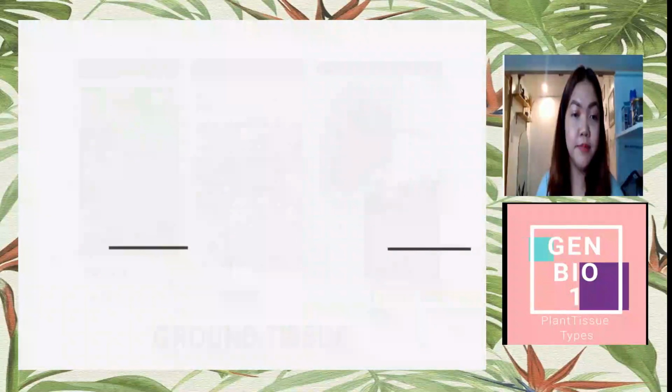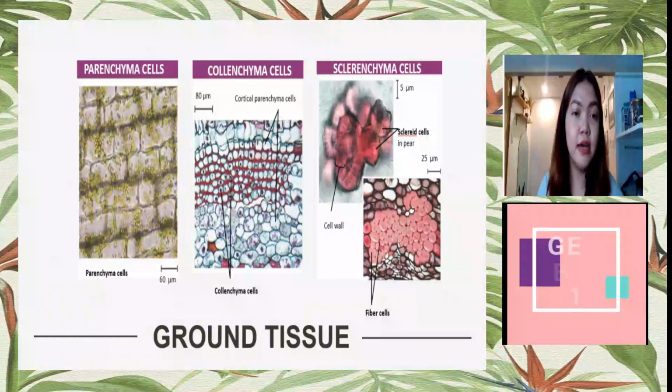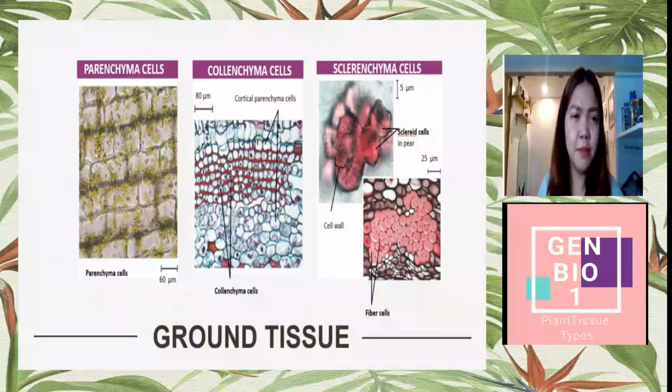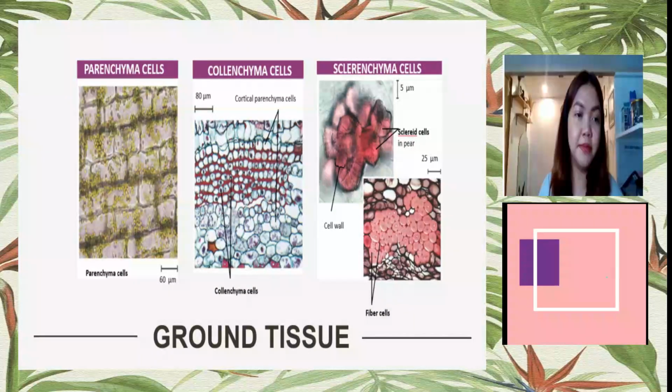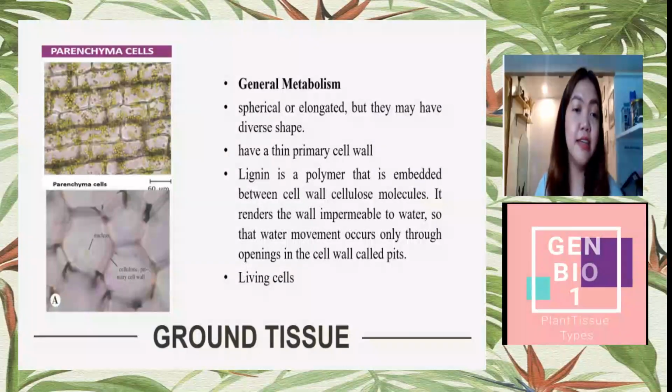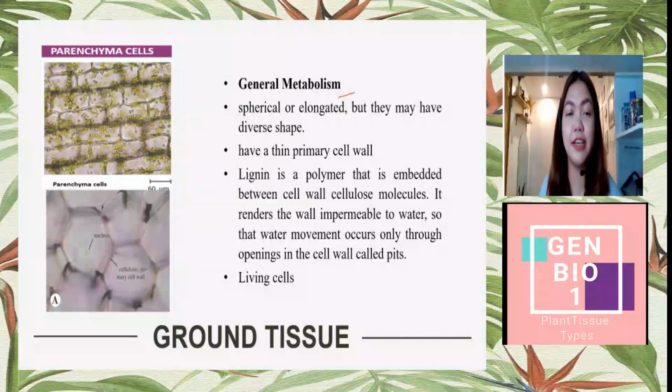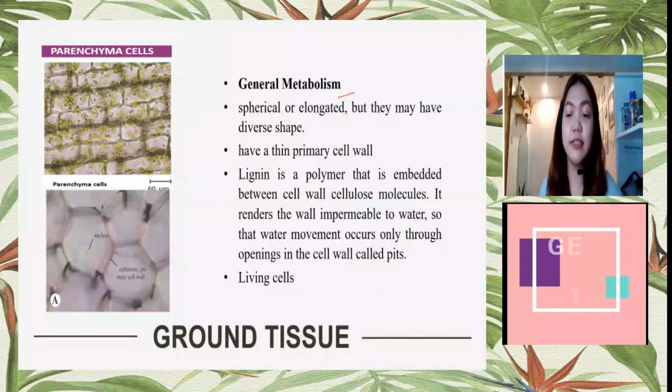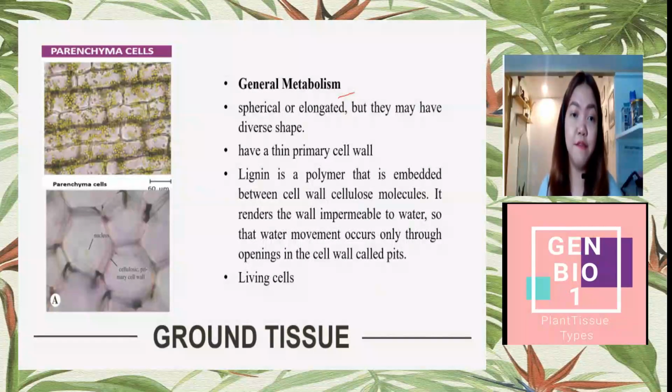Next, we have your ground tissue. We can break it down into parenchyma cells, collenchyma cells, and sclerenchyma cells. Parenchyma cells are for general metabolism. So what do we mean by general metabolism? Well, the things that your plants do. For example, they are going to be the site of photosynthesis.